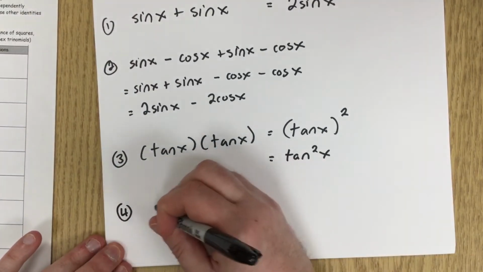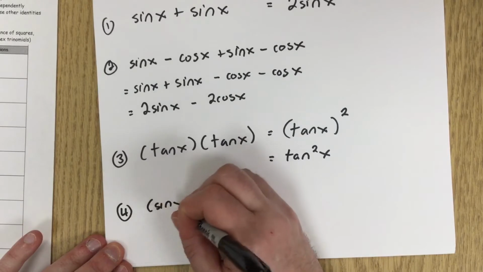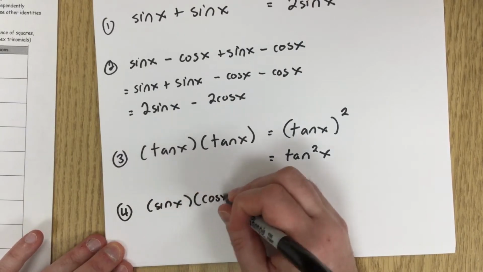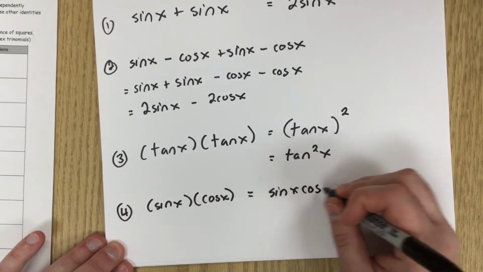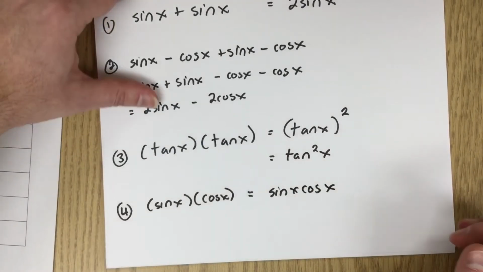4. So sine x times cos x is just sine x cos x, and there isn't really anything you could do that's all that pretty about that one.